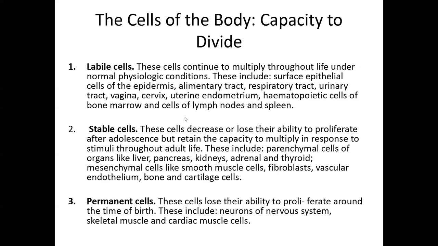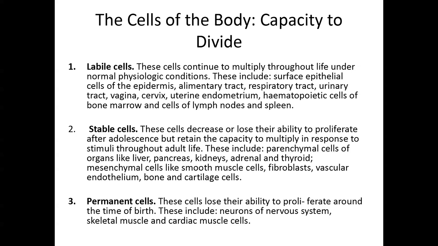The other group are stable cells. These cells decrease or lose their ability to proliferate after adolescence, but retain the capacity to multiply in response to stimuli throughout adult life. These include, for example, parenchymal cells of organs like liver, pancreas, kidneys, adrenal and thyroid glands, mesenchymal cells like smooth muscle cells, fibroblasts, vascular endothelium, bone and cartilage cells.